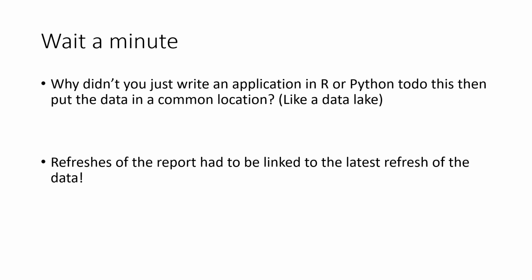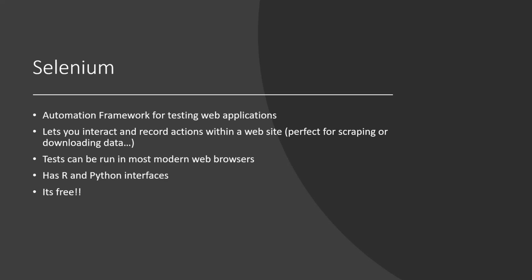So I mentioned there were three components: R, Power BI, and Selenium. I just want to explain what each one is. Like I said, Selenium is an automated testing framework. You commonly test web applications, and you can build automation tests around websites and services that you want to interact with. It lets you record those actions and interact with a website.